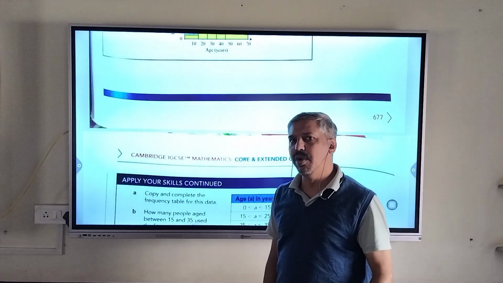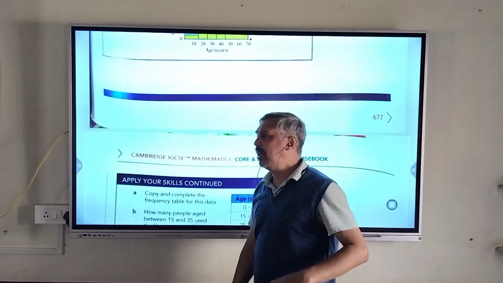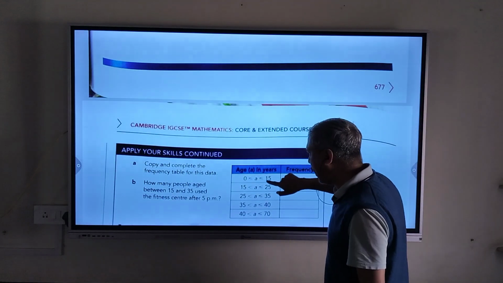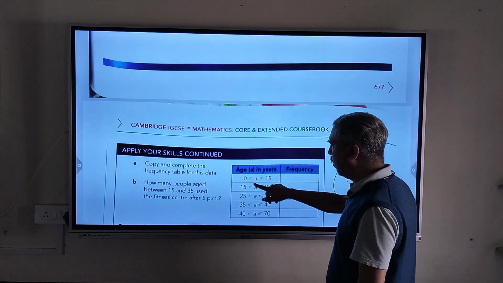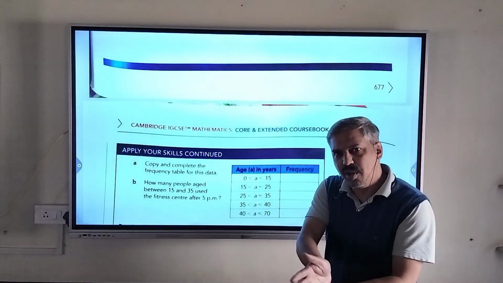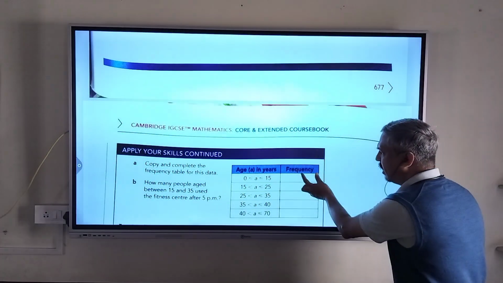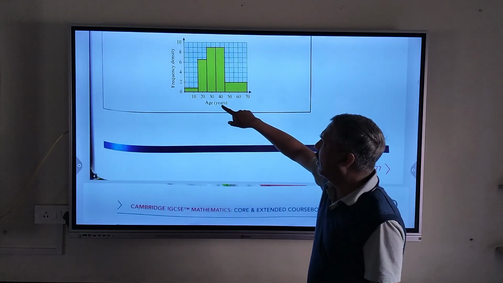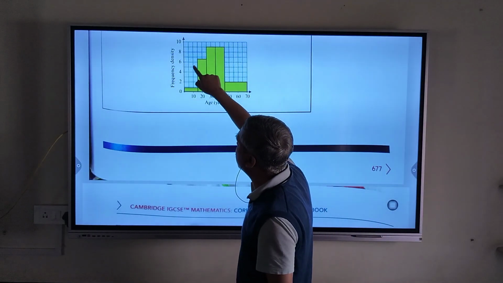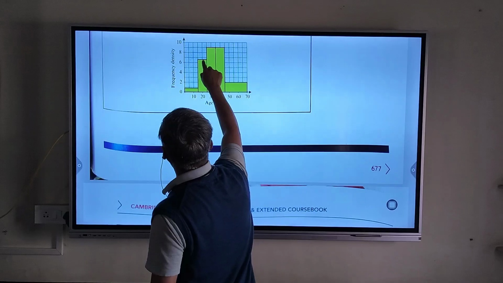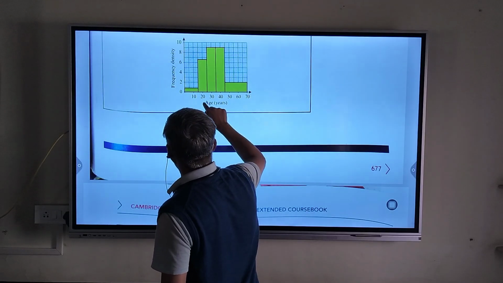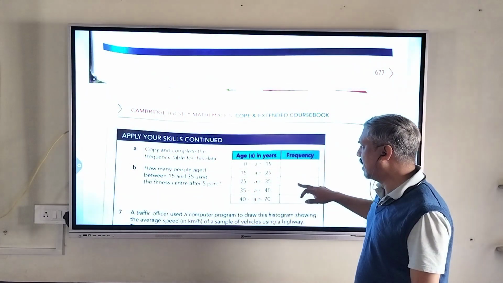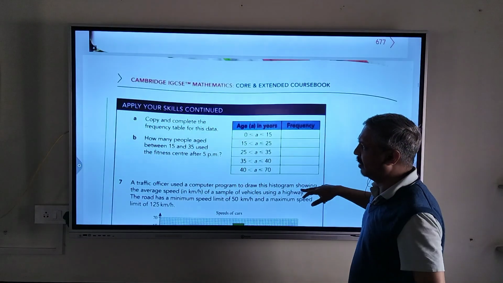Frequency density is equal to the frequency upon class width. Class width is 15. So 0.8 is equal to frequency upon 15. 0.8 times 15 will be equal to the frequency. I think the frequency will be 12 here. Then 15 to 25 again. This is 6.6, I think. 6.6 multiplied by 10, 66, so the frequency will be 66. And then you can fill in the rest.